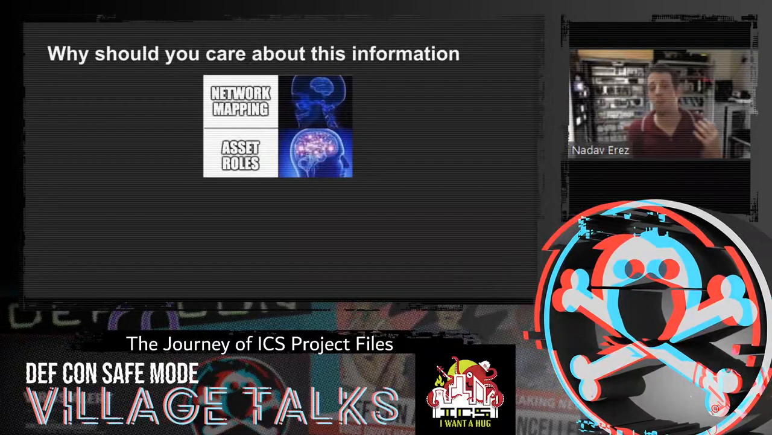Next, it also helps us to identify the roles of assets within the network, because if I have this project file, I can identify that every PLC has a specific responsibility. And so this PLC is in charge of this part of the process line, and this PLC is in charge of that part. And so when anything we don't expect happens, I will be able to quickly identify what is the root cause of that. And also it will help me manage these PLCs and assign people in charge for them, for example, and more.